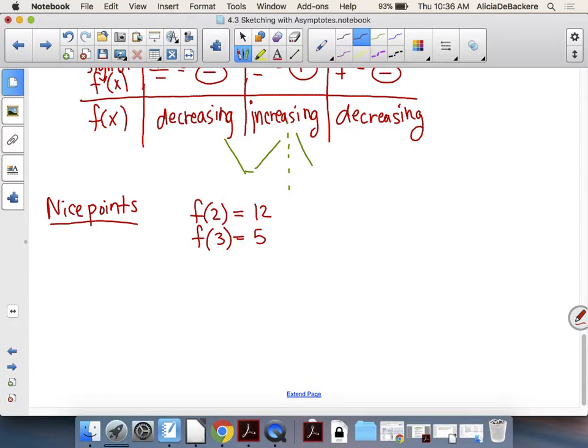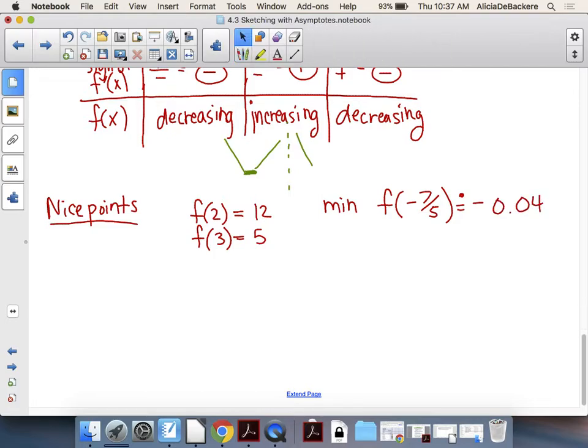Now I also want to figure out how low that minimum is. Remember that we figured out that we had a minimum here at negative 7/5. I need to plot that exactly. So I know that I have a min at negative 7/5. I'm going to plug that in, and that becomes about negative 0.04. So super, super tiny. All right, and then we're going to go ahead and graph that.